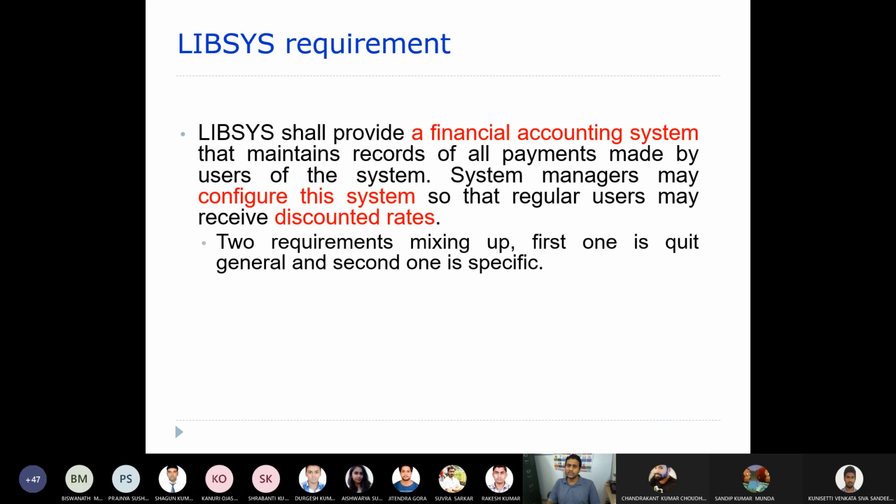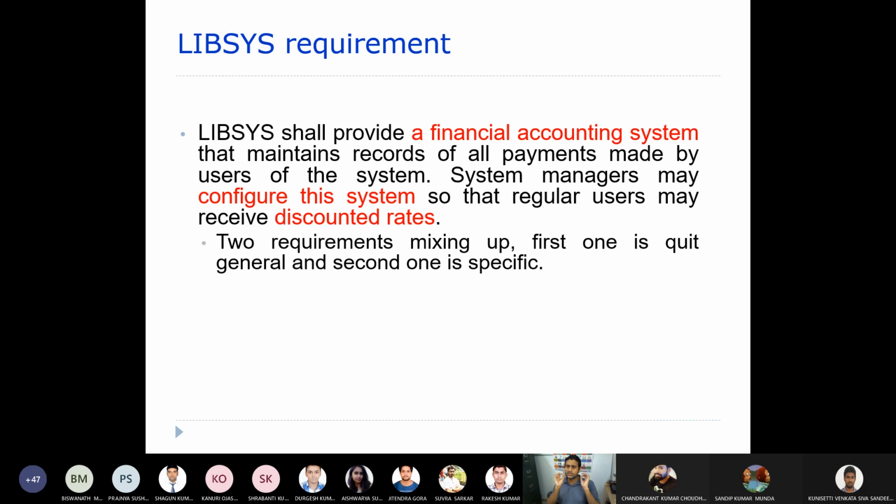Now, if you see the requirements stated here, it is mixing up two requirements. The first requirement, a financial accounting system, is very general. We need a financial accounting system which can maintain all the records of the users after they made their payments. The other requirement is a very specific requirement, not a general one.